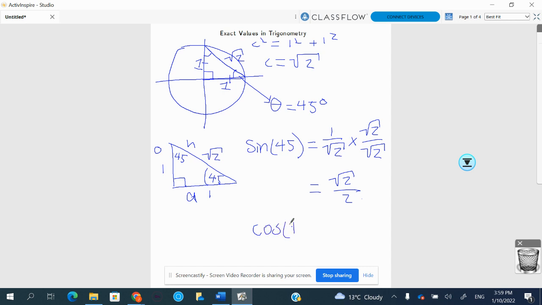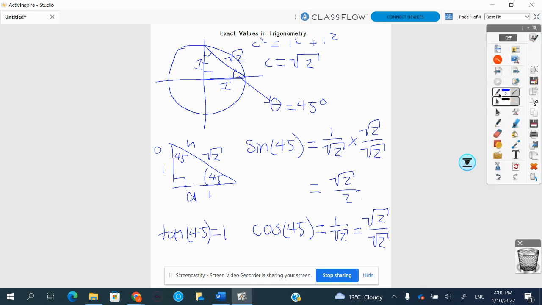Cos 45, you'll see, will actually turn out to be the same value. So cos 45 equals adjacent over hypotenuse, which is going to be 1 over the square root of 2, which is the same as what we have up here. So I'm going to simplify this one again to the square root of 2 over 2. Tan 45 is going to be opposite over adjacent, 1 over 1, which is just 1. So we now have 3 exact values for trig functions with an angle of 45.